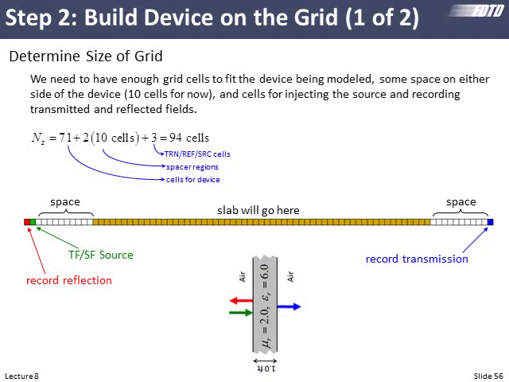Size of the grid. Well, let's have spacer regions on either side be about 10 cells. We already know that our slab will be 71 cells, and we need maybe another extra cell to record the transmitted field, and another couple here for the source. And maybe you don't need those, maybe you just include those in your spacer regions, either way, but I'm choosing to add those discretely here. So the total size of our grid is 71 cells for the device. We have two spacer regions, another 20 cells, plus another 3 cells for where we do our source and record planes. So we have a total of 94 cells in this context. So our grid will be 94 cells.